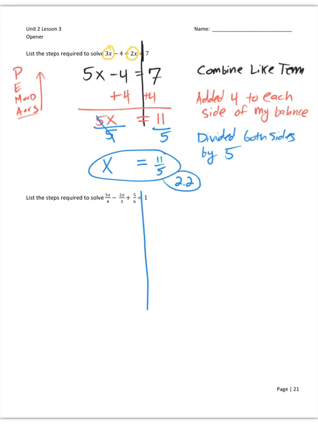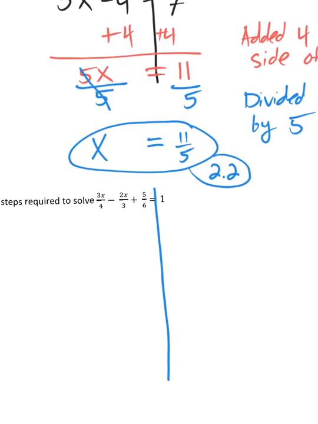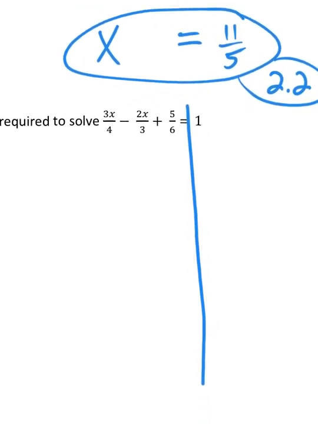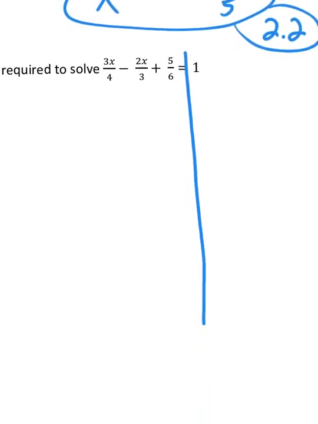And I see that I have x's up here. I see that I want to combine them, but I'm not entirely sure how I want to do that yet, because I've got all of these fractions floating around. I'm going to zoom in here so we can all see it a little bit better. So 3x divided by 4 minus 2x divided by 3 plus 5/6. I'm going to undo that addition and subtraction first. So I'm going to subtract 5 sixths on both sides of my equal sign.